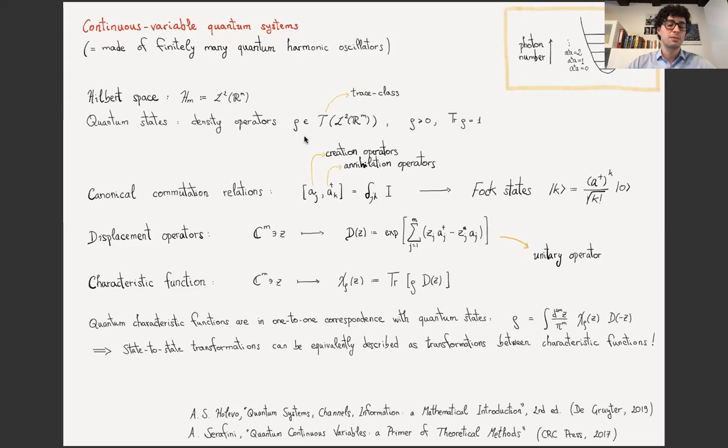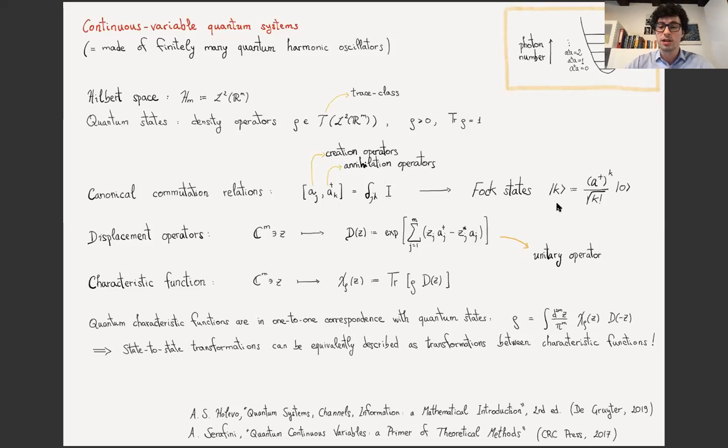For this special case of the harmonic oscillator, we also have special operators called creation and annihilation operators. They obey special commutation relations called canonical commutation relations. The commutator between a_j and a_k dagger must be a multiple of the identity. If j is different from k, it will be exactly 0. But if j is equal to k, this will be just the identity operator of the Hilbert space.